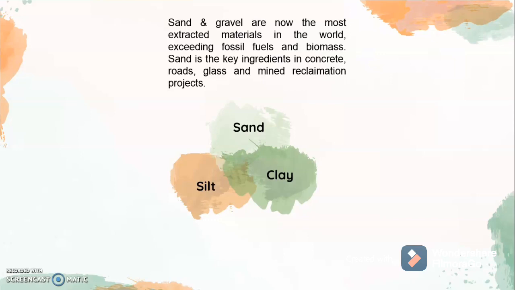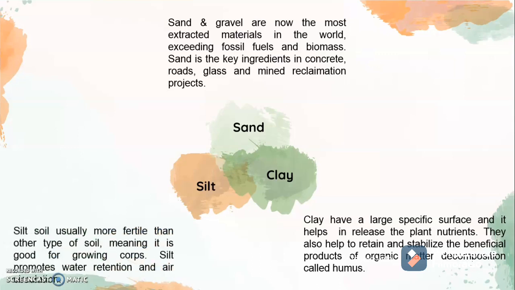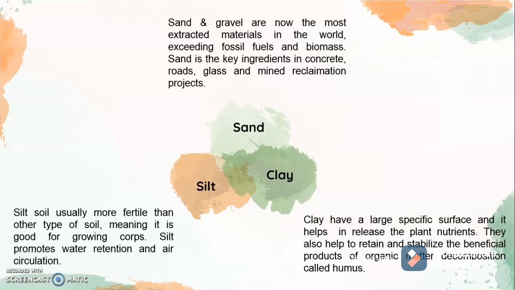Next, what we have here is clay. Clay has a large specific surface and it helps in releasing plant nutrients. It also helps to retain and stabilize the beneficial products of organic matter decomposition called humus. And last but not least, silt. Silt soil is usually more fertile than other types of soil, meaning it is good for growing crops. Silt promotes water retention and air circulation.